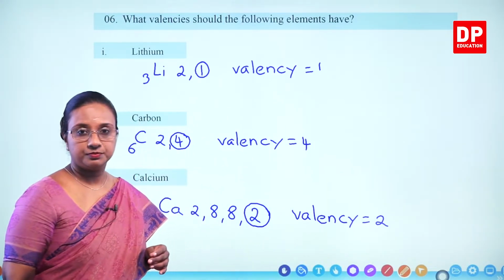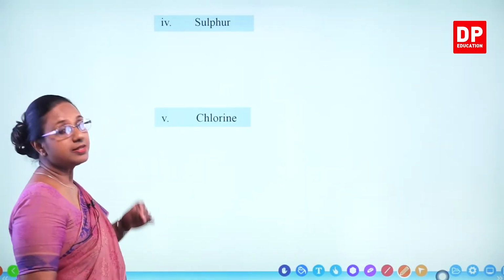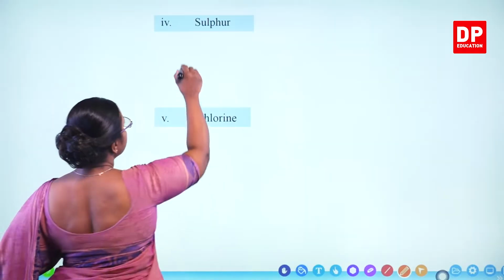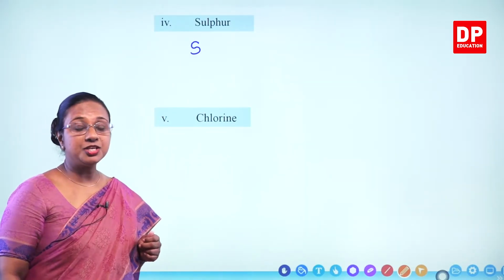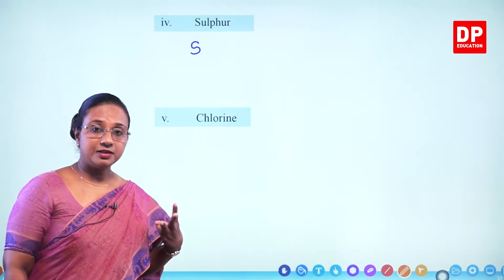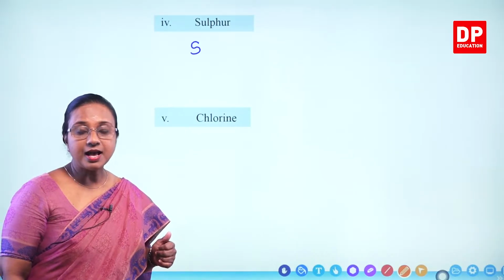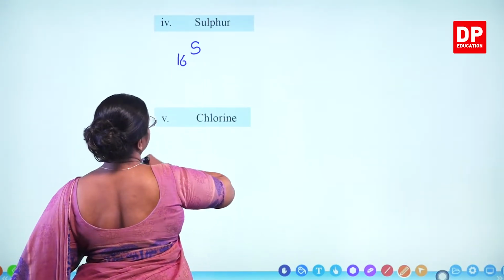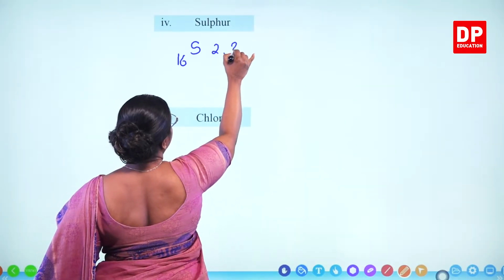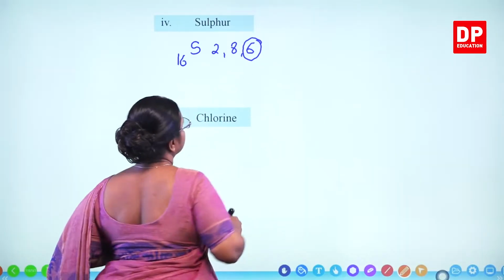Valency 2. The next example, sulfur. Sulfur, if you can remember the position, belongs to period 3, group 6, because sulfur has atomic number 16: 2, 8, 6. So group 6.